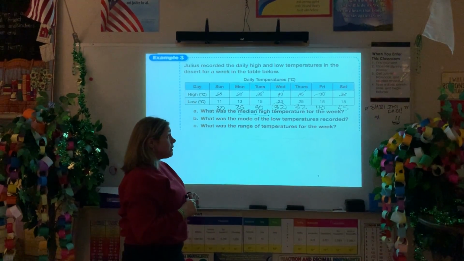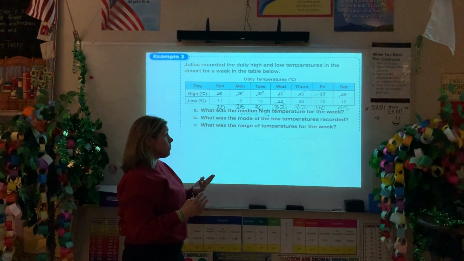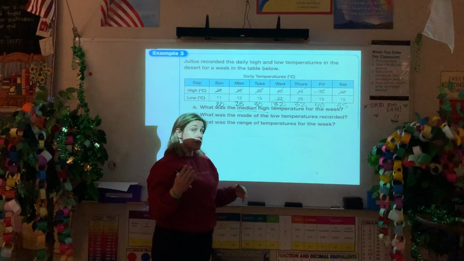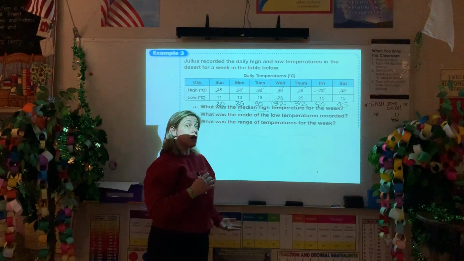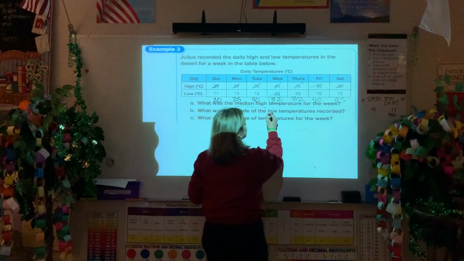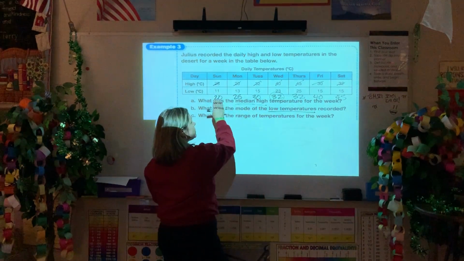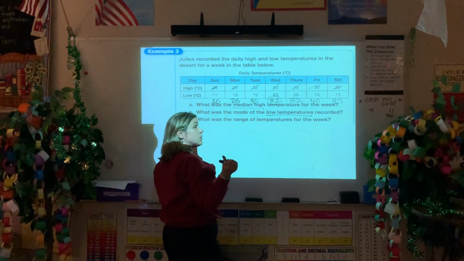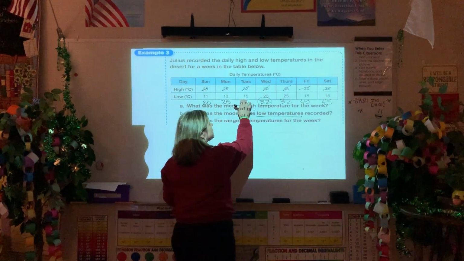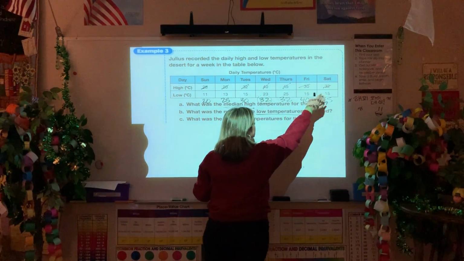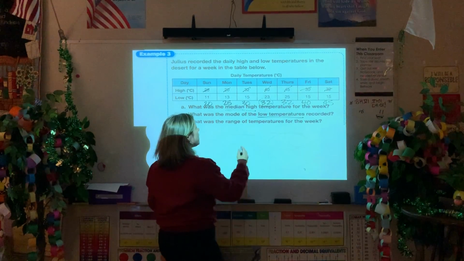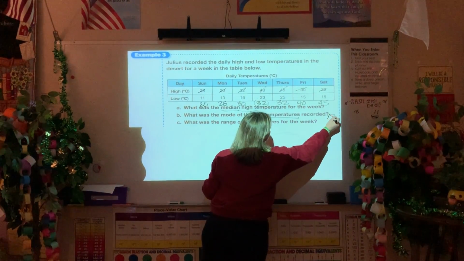B says, what was the mode of the low temperatures recorded? Mode. That's asking us to find the number that appears the most. And it says of the low temperature, so now they're wanting us to look on that bottom row. So we've got 11. Now listen, see if you hear a number that you hear more than once. 11, 13, 15, 23, 25, 15, 15. You should have heard that 15. That 15 appears 3 times. That's why 15 would be the mode right there.